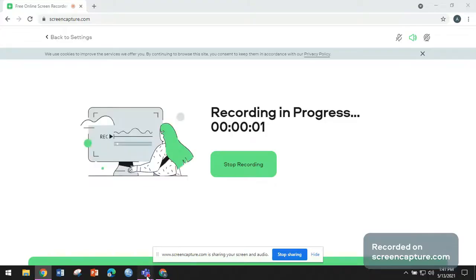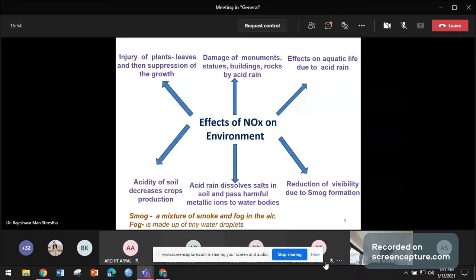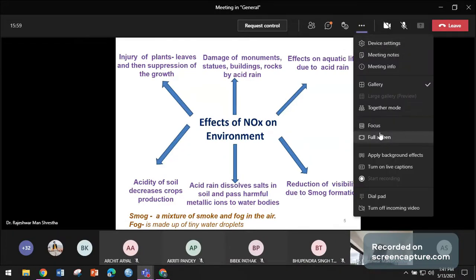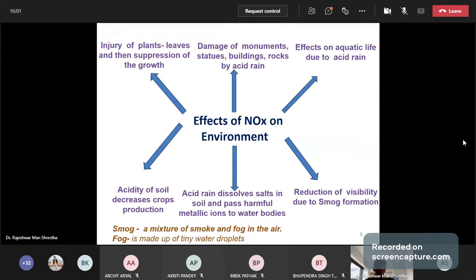CO2 gas also affects the environment, plants, and non-living things. Injury of plant leaf: when plant leaves are damaged, that causes a decrease in the growth of the plant. Then damage of monuments, statues, buildings, and rocks by acid rain.